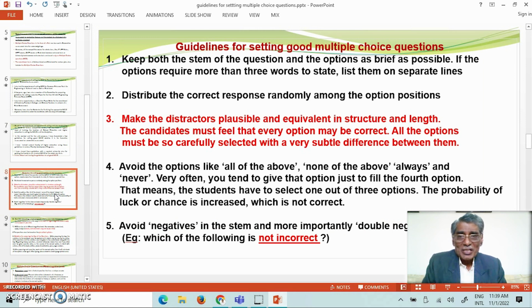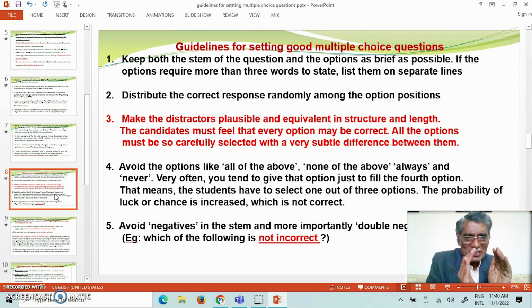Number 1, keep both the stem of the question and the options as brief as possible. If the options require more than 3 words to state, list them on separate lines. Second one, distribute the correct response randomly among the option positions. Third one, this is the most important one. Make the distractors plausible and equivalent in structure and length.